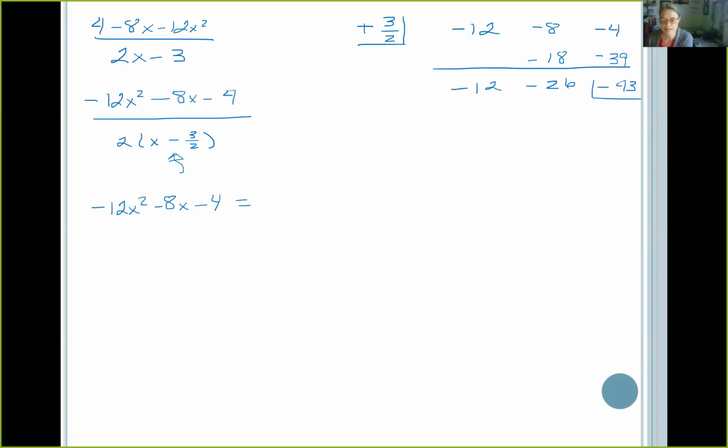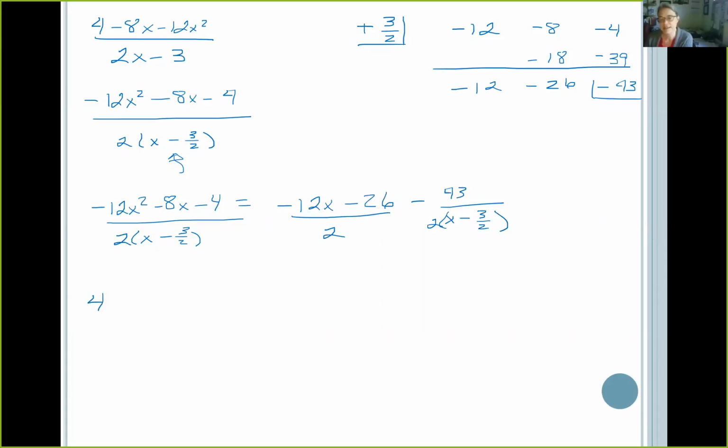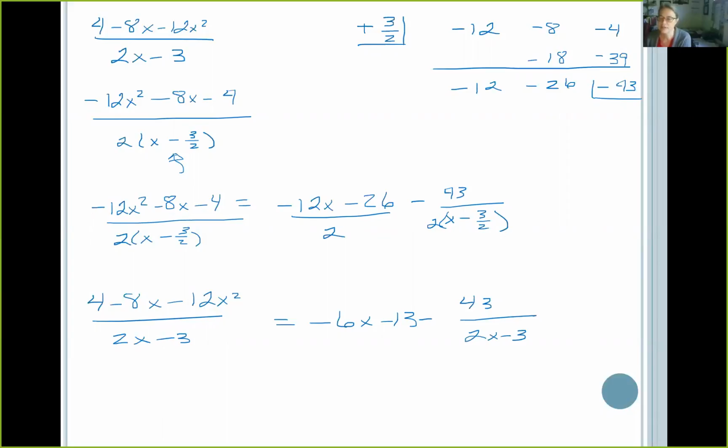So what I've got over there in my synthetic division is that negative 12x squared minus 8x minus 4 divided by x minus 3/2 is equal to negative 12x minus 26 minus 43 over x minus 3/2. I haven't addressed the 2 yet, but I can put that in as long as I put it everywhere. So that means that my division, 4 minus 8x minus 12x squared divided by 2x minus 3, is going to equal negative 6x minus 13 minus 43 over 2x minus 3. This is the same thing I would get if I did the long division.